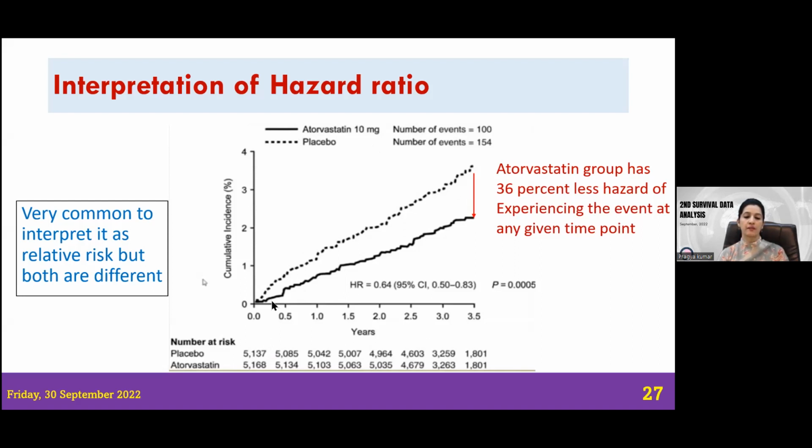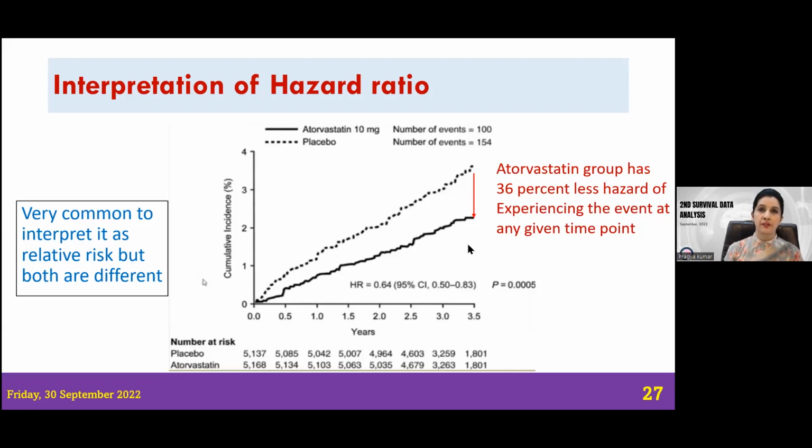And if you see X and Y, this is in years, and this is the cumulative incidence, which is the hazard in this case. So we can say that the atorvastatin group has 36% less hazard of experiencing the event at any given point of time. And you can see this curve is somewhat parallel. It will not be exactly parallel, but if you see the distance between these two curves, they're never going to meet. So they will be almost parallel. By seeing such a curve, you can say that the proportional hazard assumption is met.